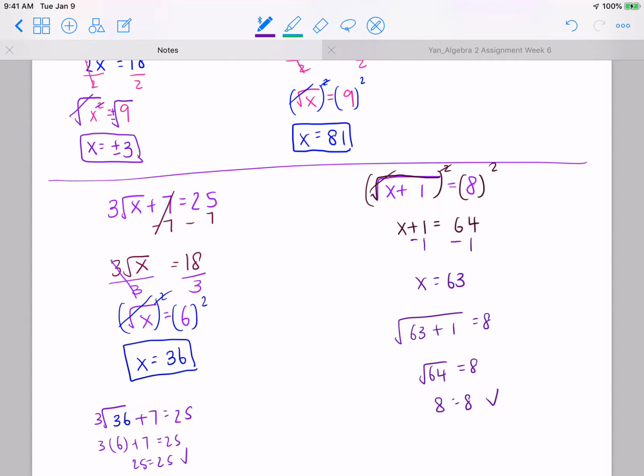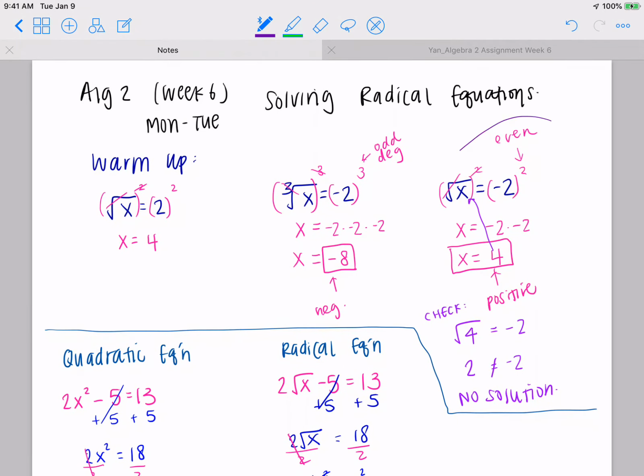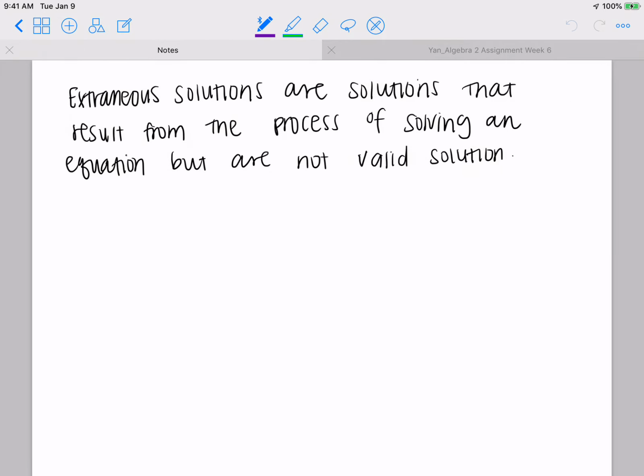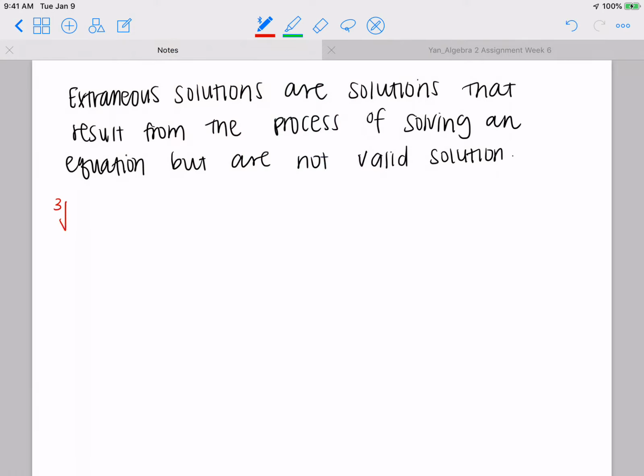Okay, so now let's talk about some questions where the two sides may not be equal. And just like this question up here from earlier. Those kinds of problems, we call those extraneous solutions. They are solutions that result from the process of solving an equation, but are not valid solutions. Okay, so I will show you 3 questions right here. Some of them are valid, some of them are not valid.